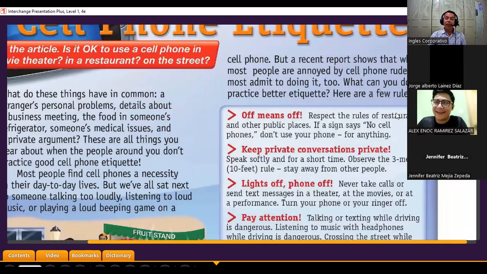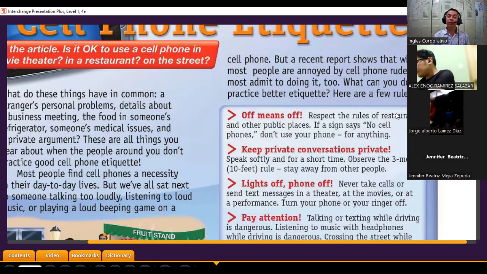Okay, good. Now, but a recent report shows that while most people are annoyed by cell phone rudeness, most admit to doing it too. Un reciente estudio da cuenta que la gente que se molesta por el uso rudo del teléfono admiten al final que ellos también lo hicieron, ¿verdad? Que ellos se cruzaron la calle hablando por teléfono, carro casi atropellándolo. Que en lugar de estar en clases, están jugando con el celular, etcétera, etcétera. Right? Bad usage.